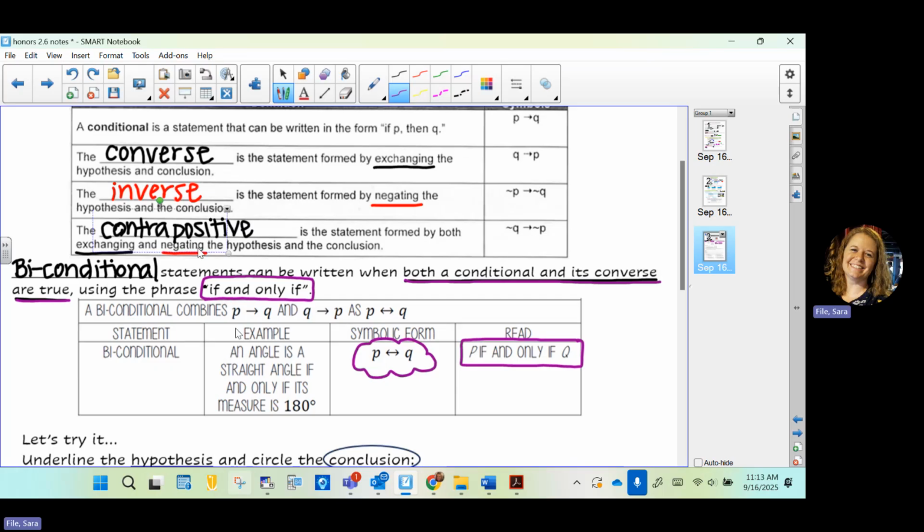So for example, if an angle is a straight angle, then it measures 180 degrees. That's a true statement, right? And if I flip it and say, if an angle measures 180 degrees, then it is a straight angle, that's also true, isn't it? So the biconditional can be written as: an angle is a straight angle if and only if it measures 180 degrees. So the if and only if is in the middle. It's P if and only if Q.